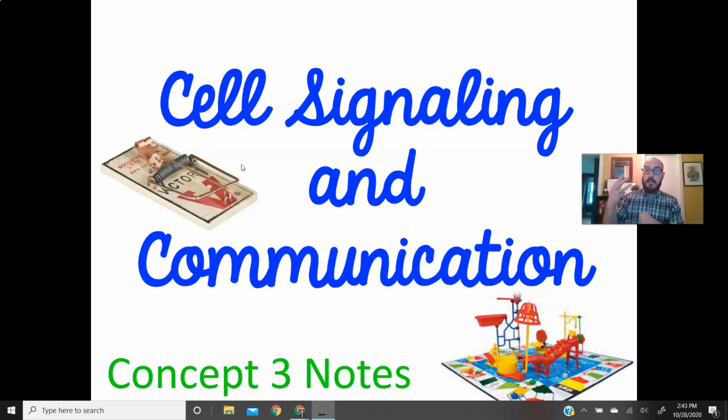This is the concept 3 notes for Unit 3, which is about homeostasis and body systems.